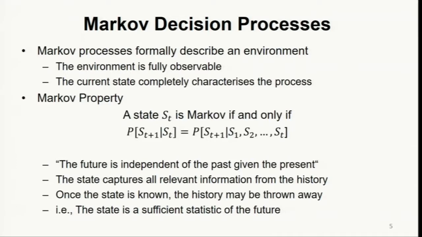So this probability of S_{t+1} given S_t is actually equal to the probability of S_{t+1} given all the history. Okay? So the future is independent of the past given the present. The state captures all relevant information from the history. So once the state is known, the history may be thrown away. Okay? The state is a sufficient statistic of the future. So this is Markov, what we have discussed.